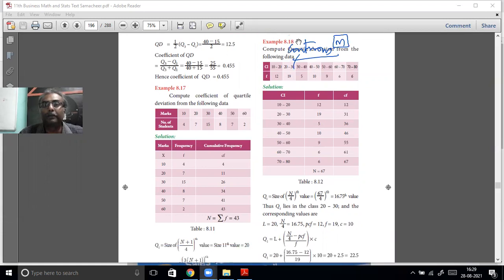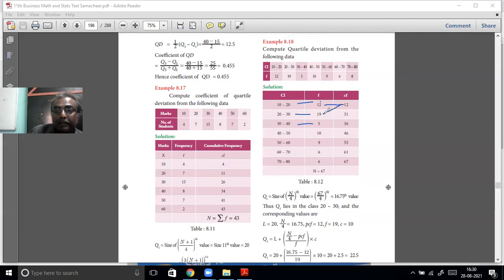Example 1.18. So horizontal data, first you put as vertical data. So you have 10 to 20, 12. You put that here like that. 20 to 30, 19, 30 to 40, frequency is 5, all of that. Okay. Keep calculating the cumulative frequency.